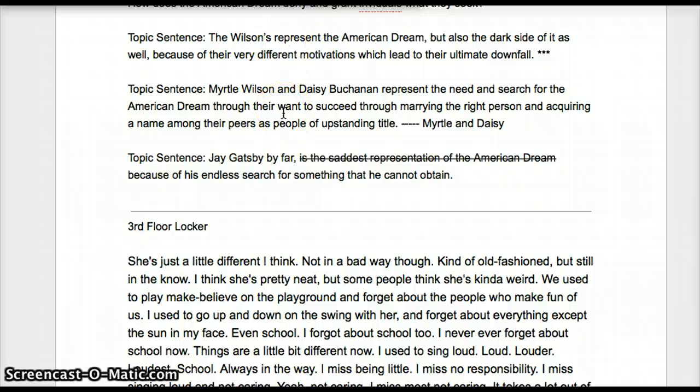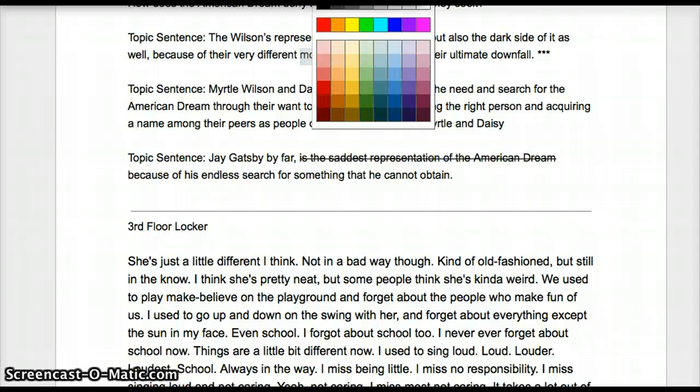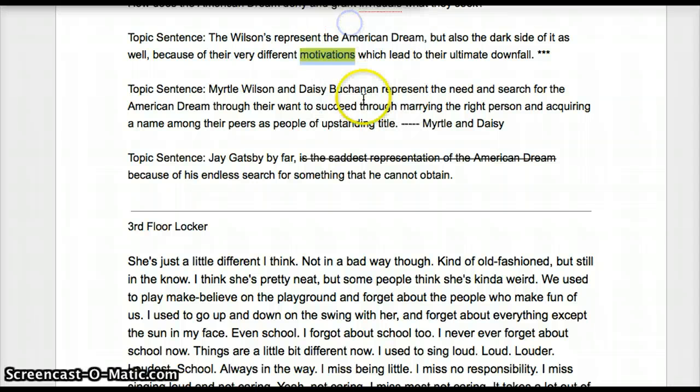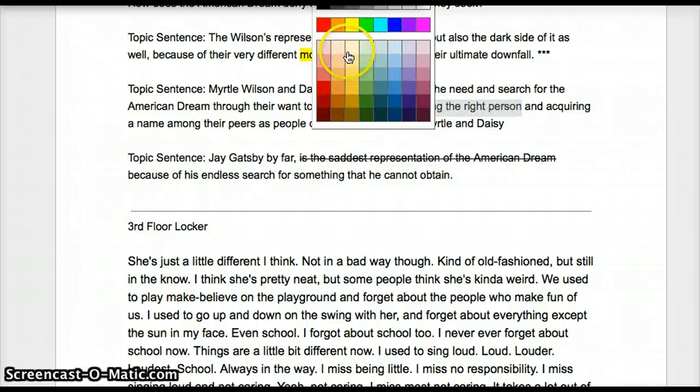If a character's name is in each topic sentence, that means you're only telling me you're going to only talk about that character in that body paragraph. And you should not be doing that. It's too limited. Let's get some bigger ideas. So she has good words in the middle of each of these. For example, the big word here is motivations. The big word in this sentence is marrying the right person in the work of marriage.